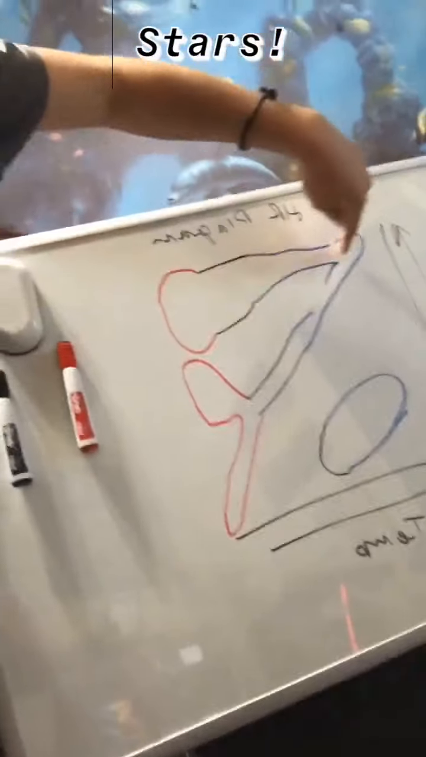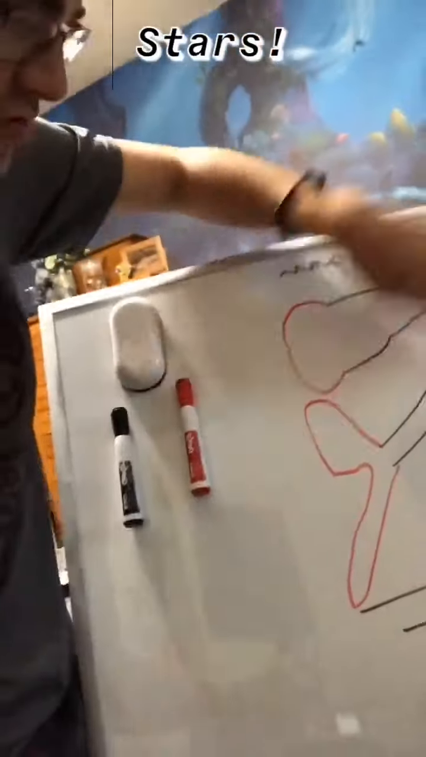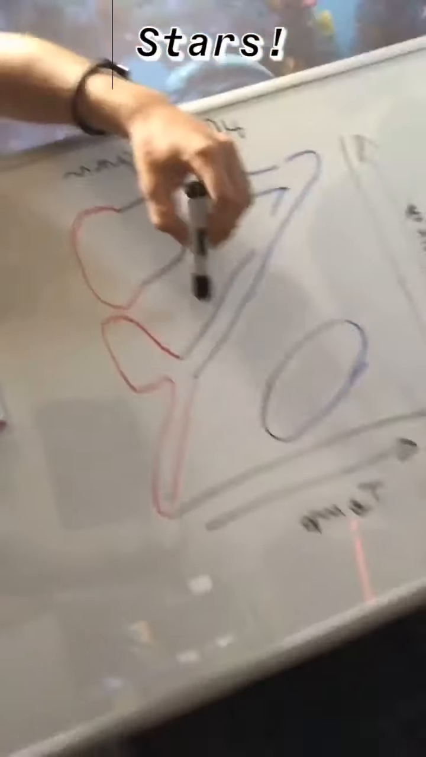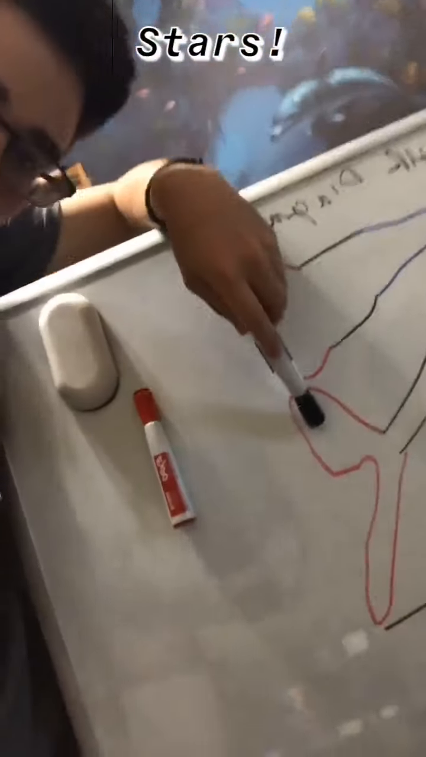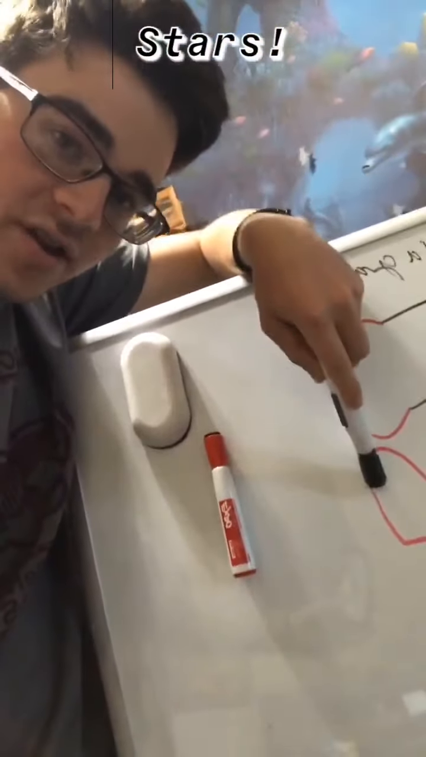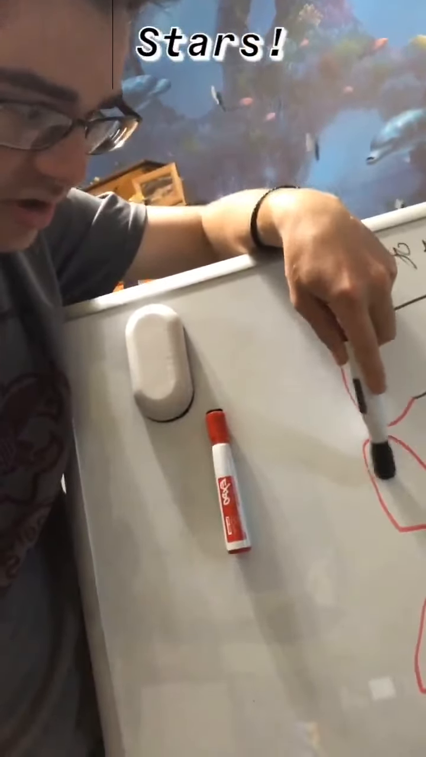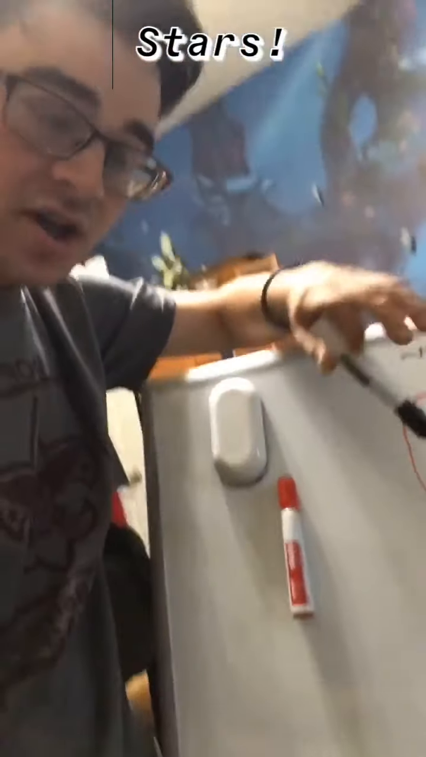Then this line right here is main sequence stars. That's where the majority of stars are. Like our star is right here. It's a very average normal star. Then here we have red giants. They're fairly bright and not too hot actually.